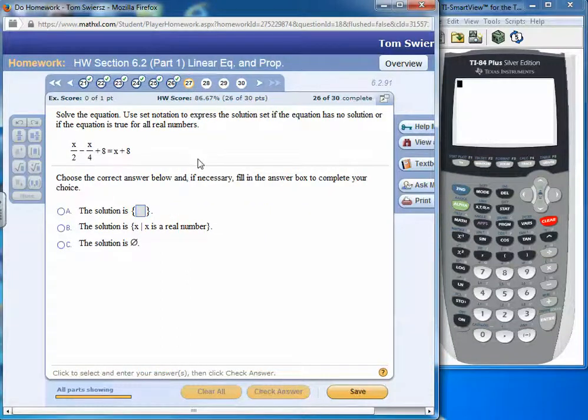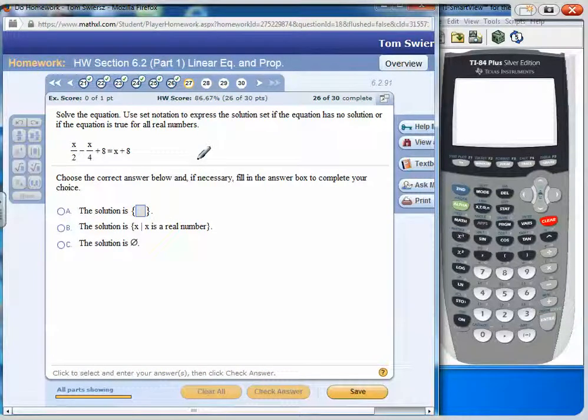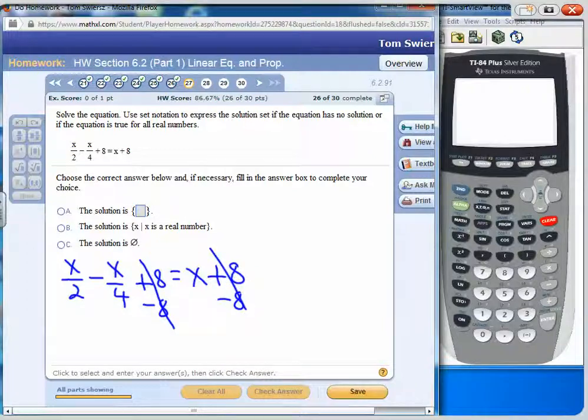Number 27. Now this one has more than just fractions. It has whole numbers, so probably the best thing you can do, you've got to clear the denominators. What you could do is get rid of this minus 8 on both sides, because that way we'll have less to work with. In fact, if you subtract 8 from both sides, they cancel on the left side, they cancel on the right side. So you get x over 2 minus x over 4 equals just an x.